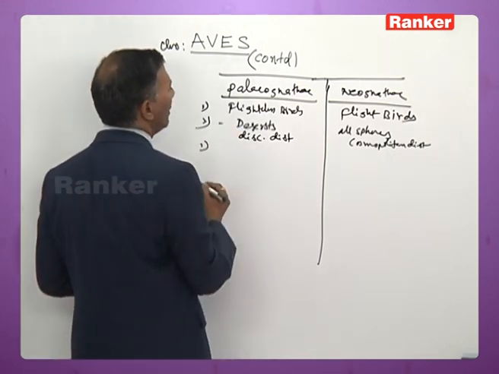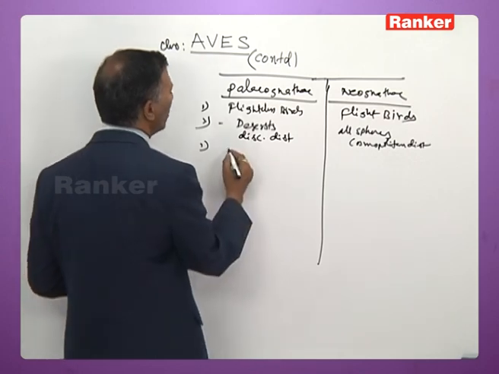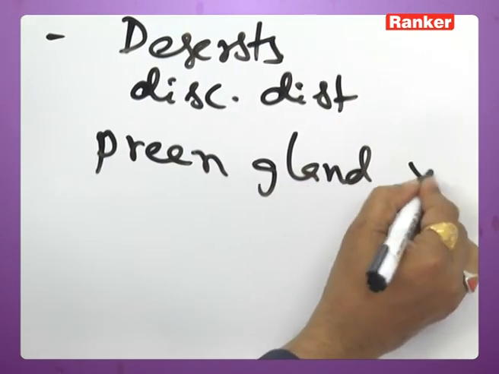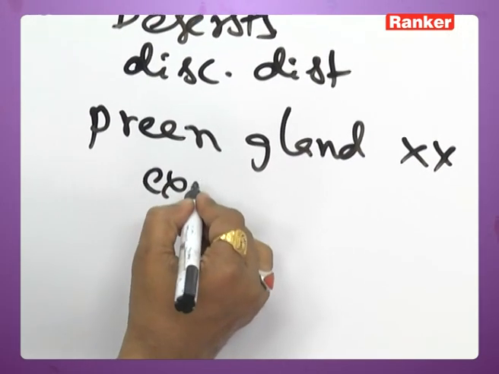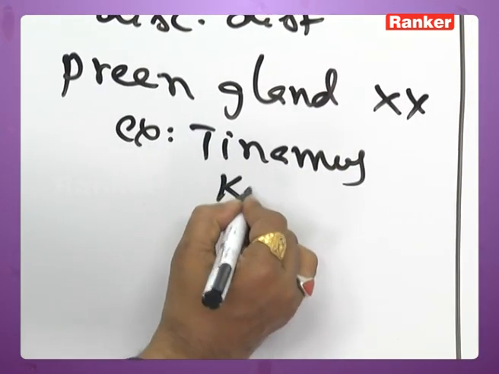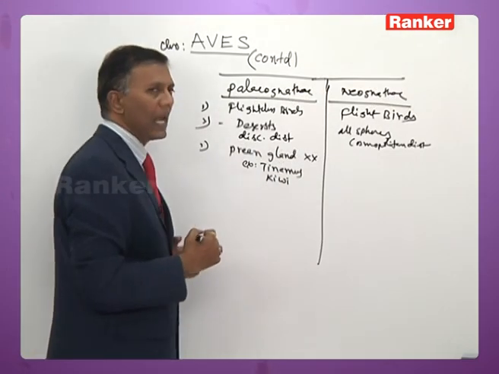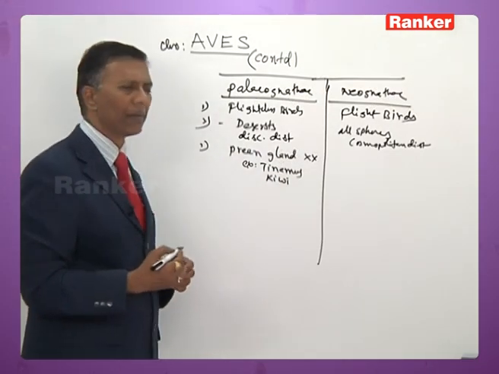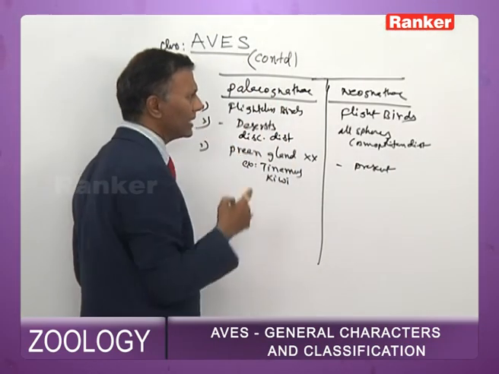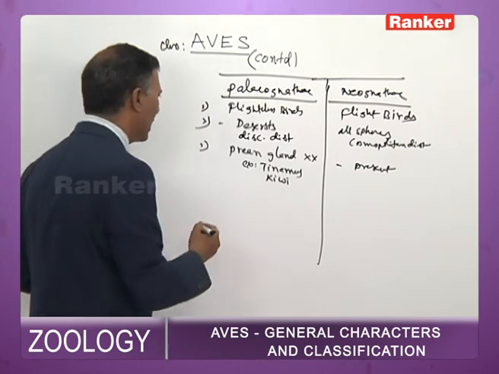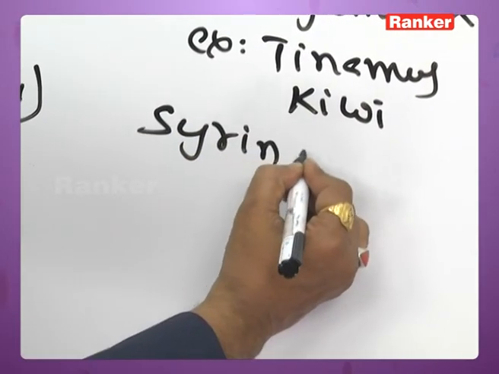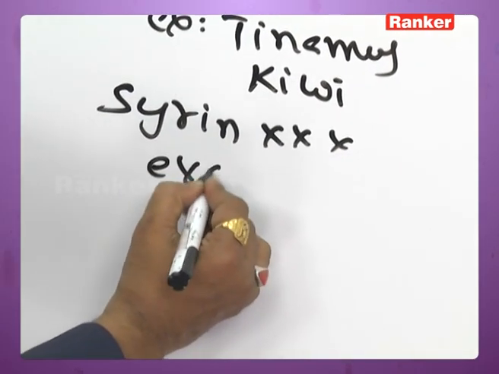Next, in Paleognathae, that is flightless birds, preen gland is absent except in Tynamus and kiwi. In Neognathae, that is flight birds, it is present in all birds. The next one: syrinx is absent in all birds except rhea.